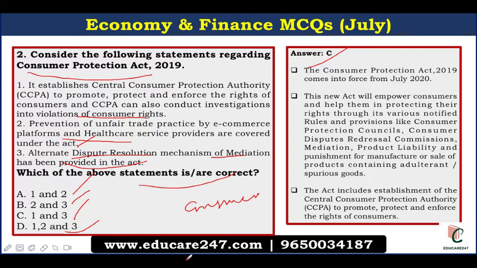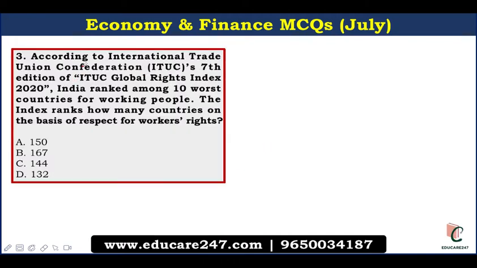Moving on to the next question. According to the International Trade Union Confederation's 7th edition of the ITUC Global Rights Index 2020, India ranked among the 10 worst countries for working people.